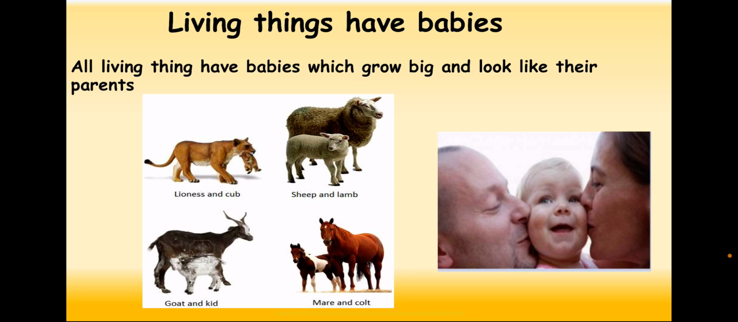from a small baby into a toddler, and then from the toddler they will become an adult, and then from adult they grow into a big boy and then a man. So this is the life cycle of a human being.